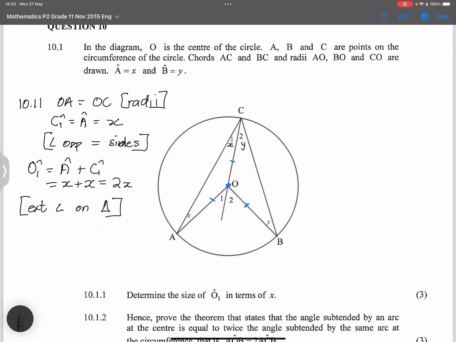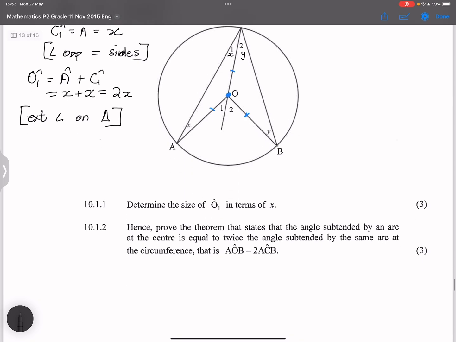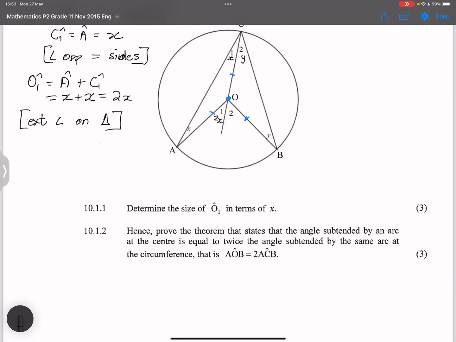Right. Now, they say to us, hence, prove the theorem that states that the angle subtended by an arc at the center is equal to twice the angle subtended by the same arc at the circumference. So they're simply saying prove that angle at center is equal to 2 times angle at circumference. Now we've already proven that O1 is equal to 2x. In the same way, let's find the value of O2.